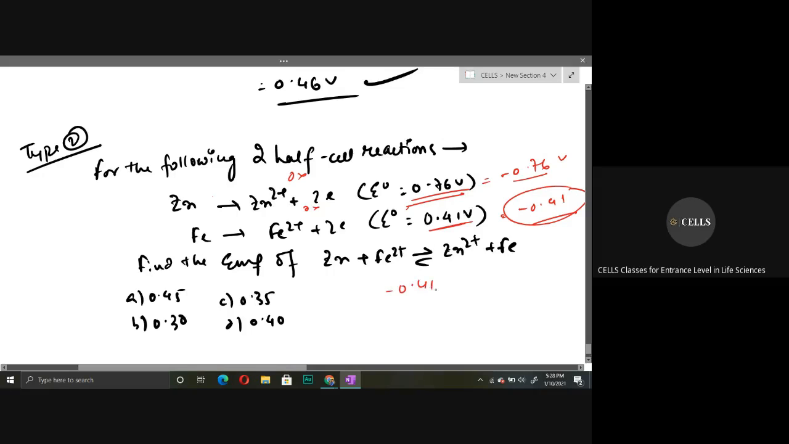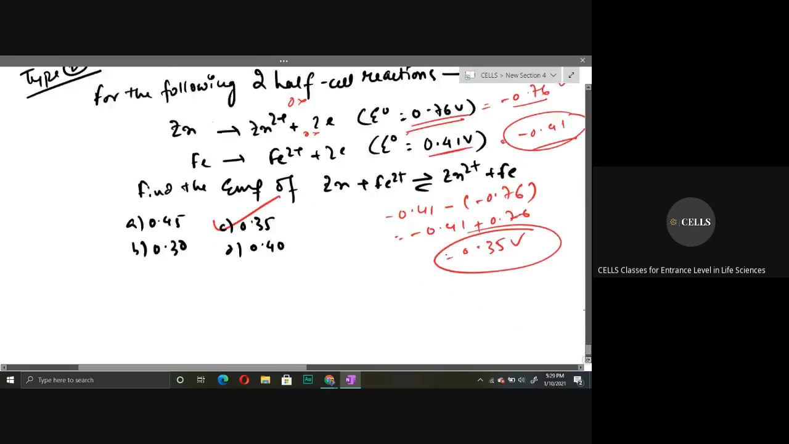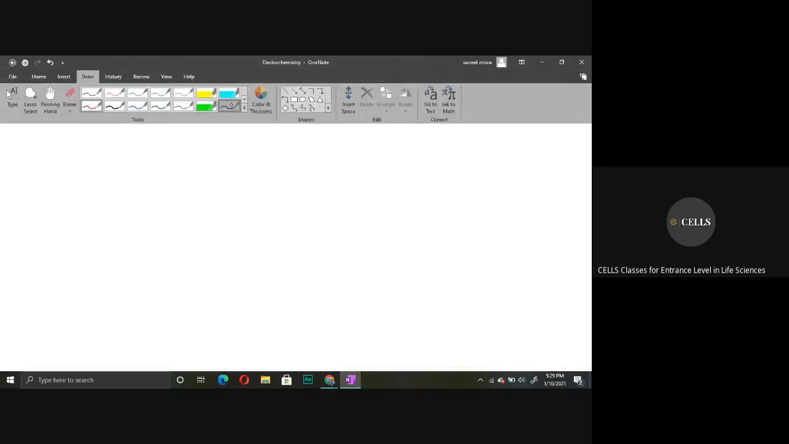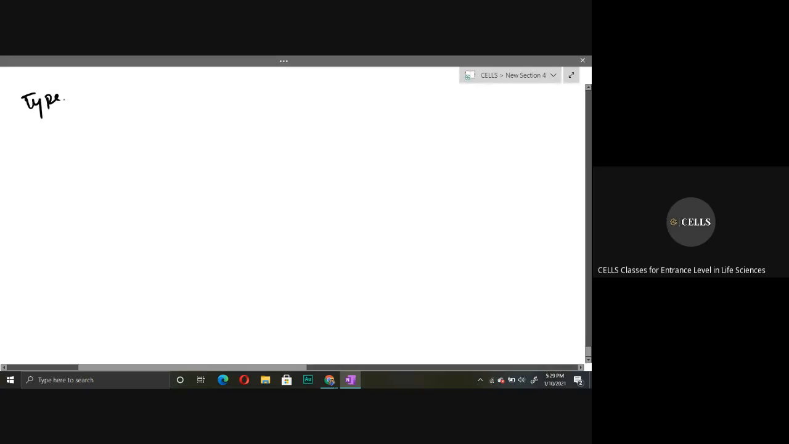So minus 0.41 minus of minus 0.76. This will be plus, so this answer will be 0.35 volt. C is the answer. Good. This is a type 2 problem. Let's go to the type 3 problem. Type 3.